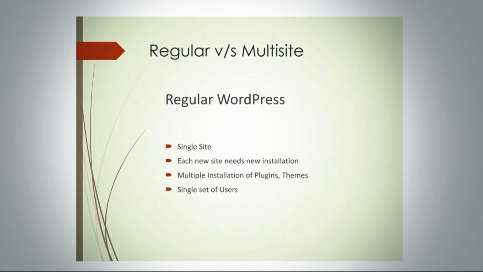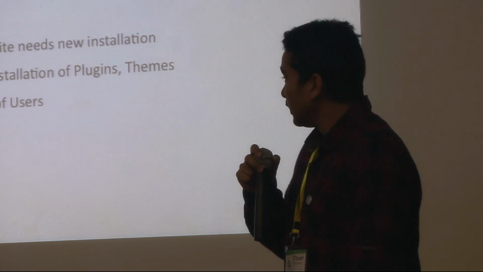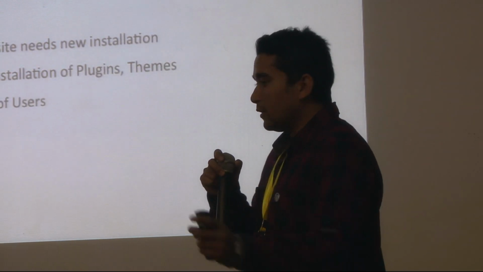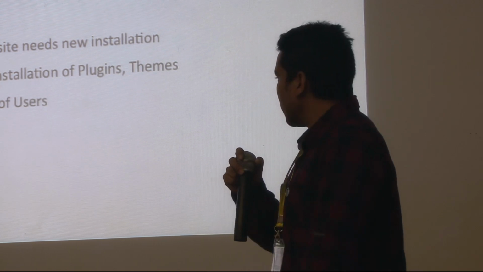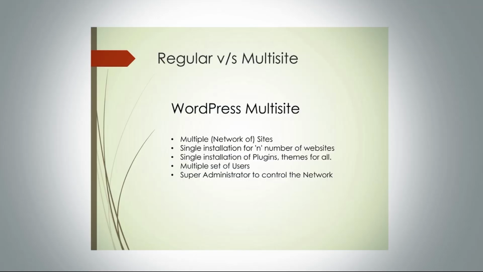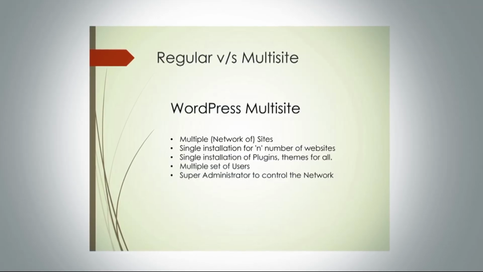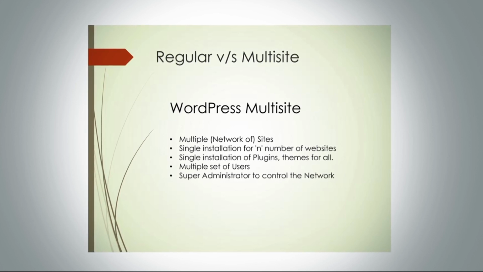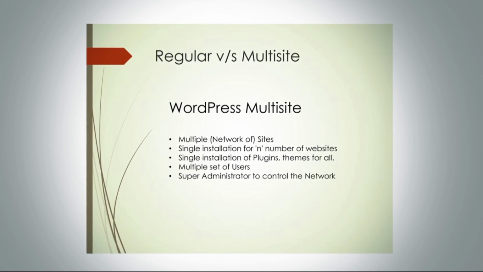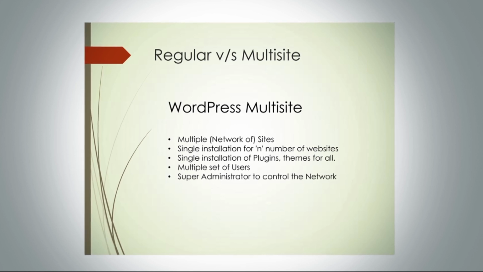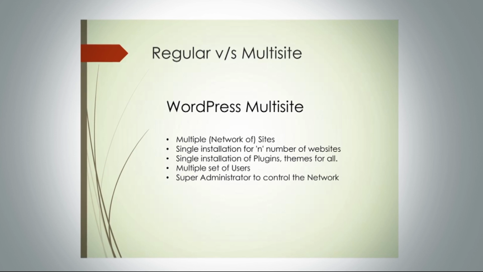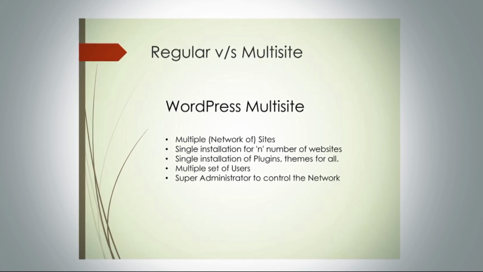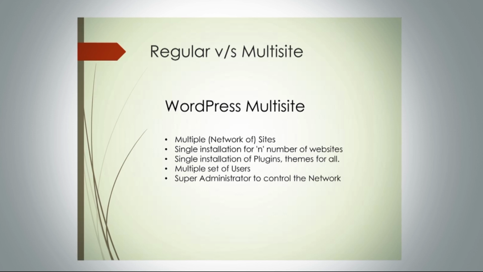Every new site you make needs a fresh installation of WordPress. Every new site you make needs every theme and plugin that particular site requires installed into it, and only a single set of users. And what does multi-site have different from a regular site? WordPress multi-site has a network of multiple sites, a single installation for n number of websites, a single installation of plugins and themes for all, multiple sets of users, and a super administrator to control the network.